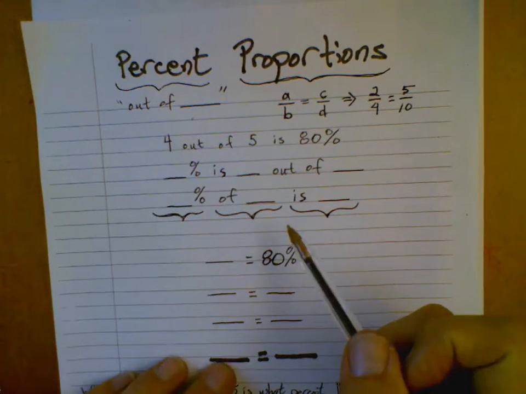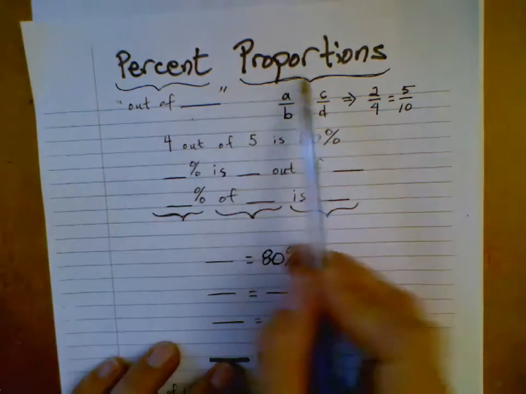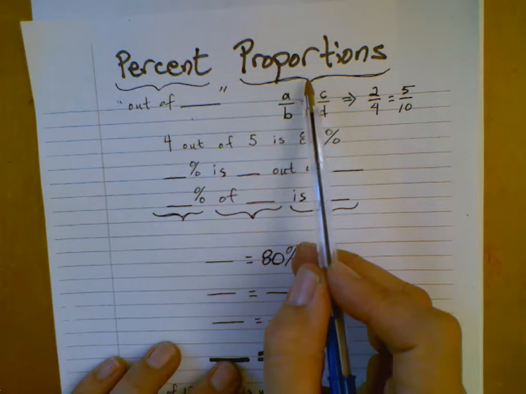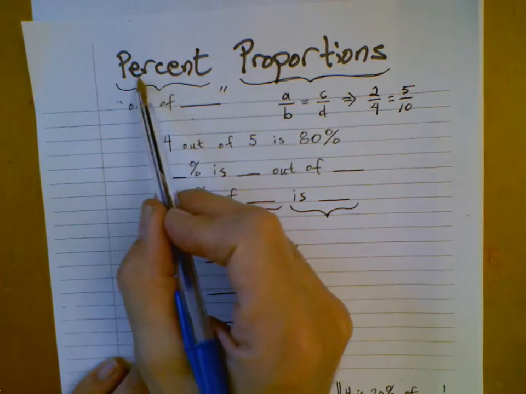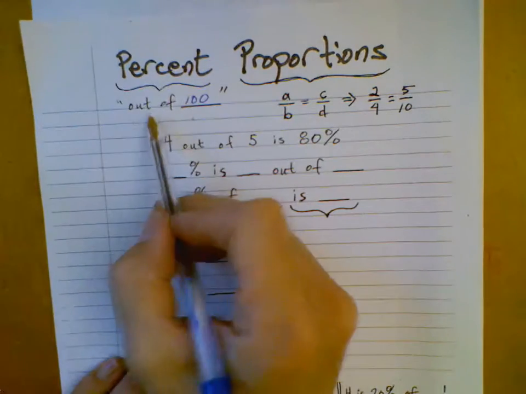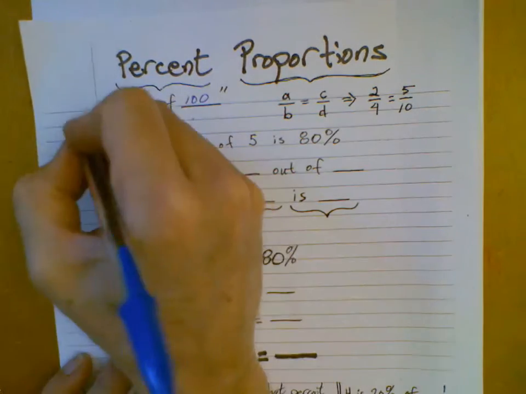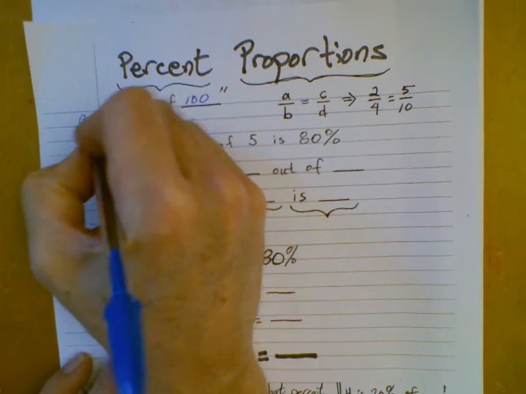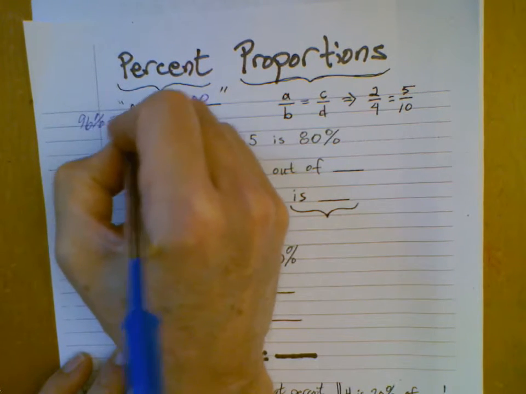Hey there, in this video we will go over the notes on percent proportions as we did in class. As a reminder, percent means out of 100. That's what it means, out of 100. So 96% means 96 out of 100.